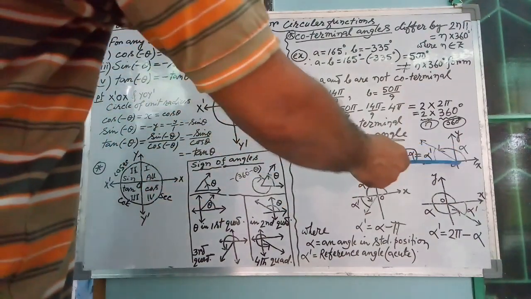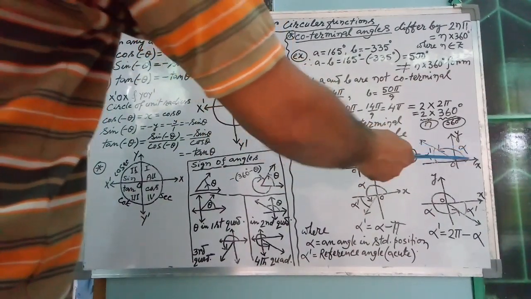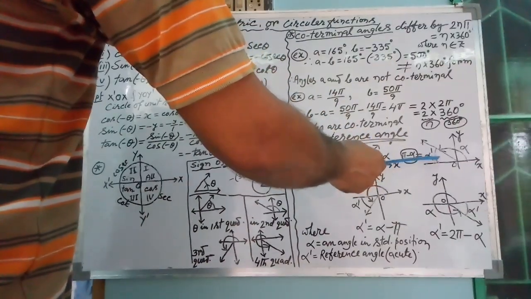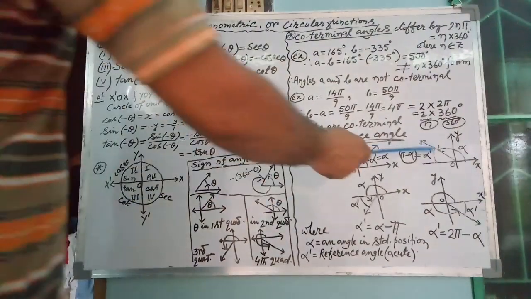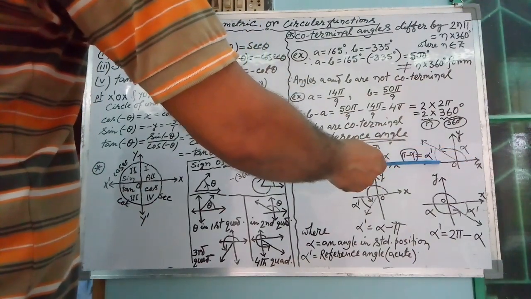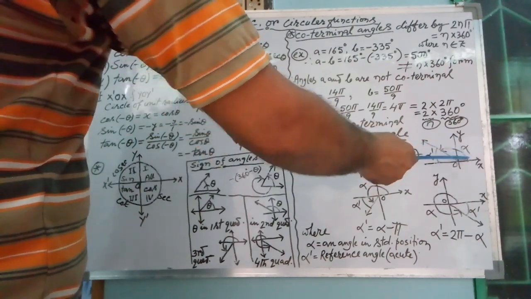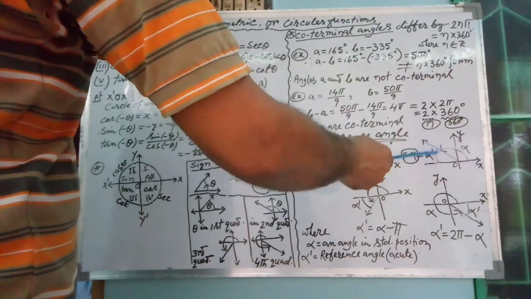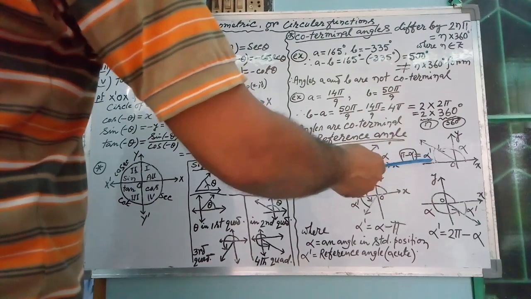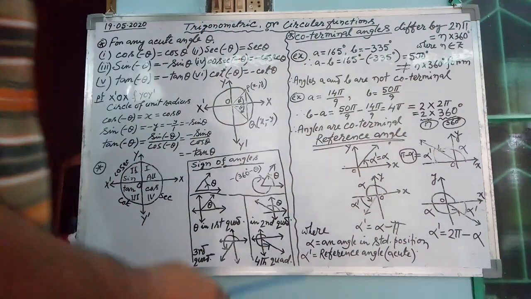Here in the second figure, when the angle lies in the second quadrant, see, this angle is alpha. From here we have considered this angle up to here alpha, and this angle we have taken as alpha dash. So what will be the measure of alpha dash? Alpha dash will be pi minus alpha. If we subtract this alpha from pi, we will get this angle. So this angle is pi minus alpha, and I have denoted this angle as alpha dash. This alpha dash is called the reference angle.